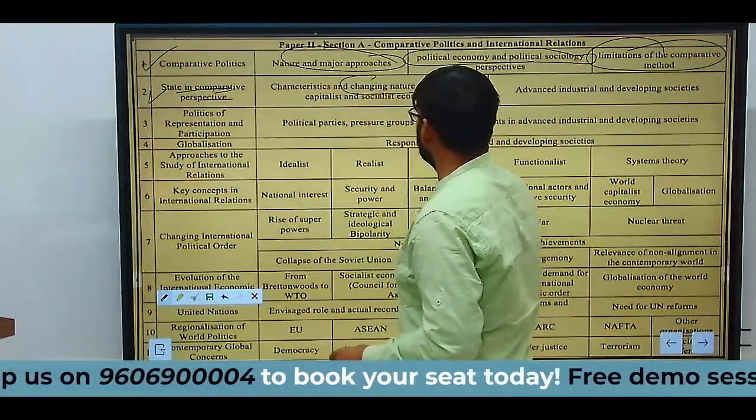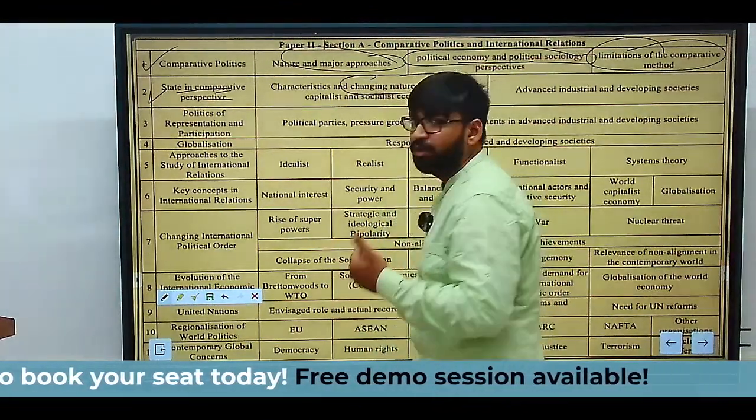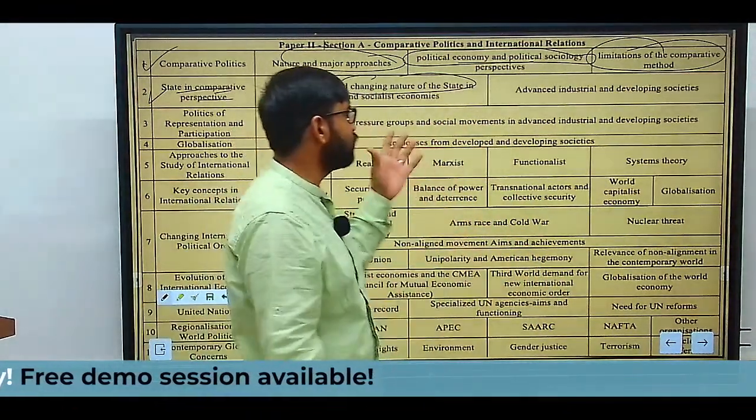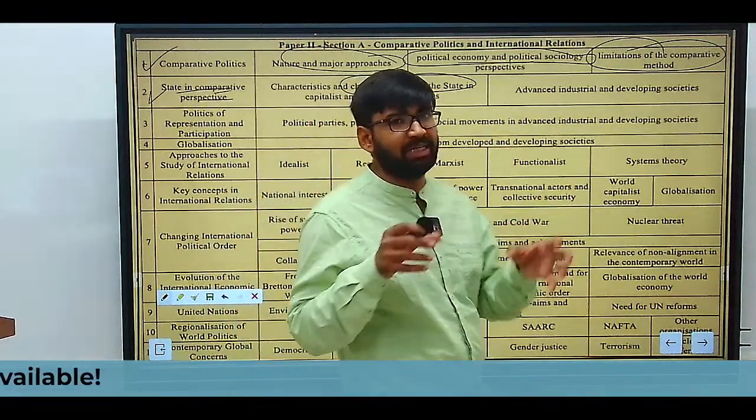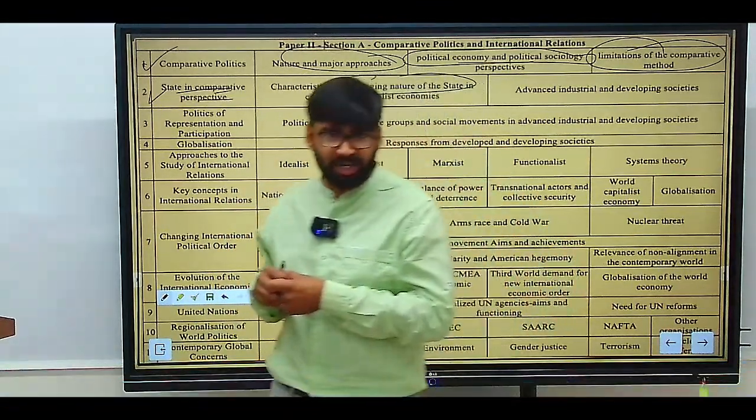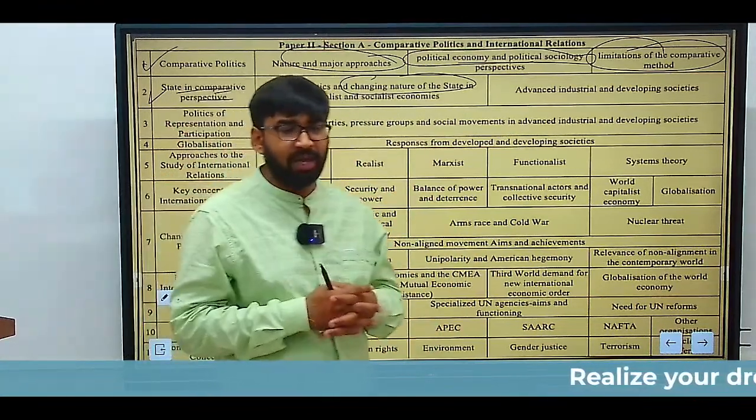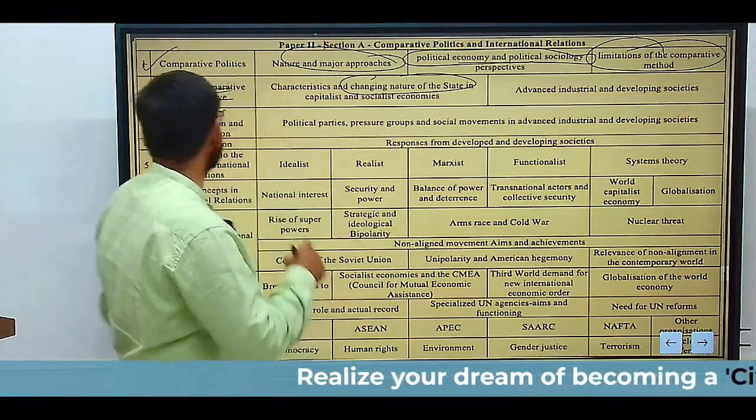Here we are going to understand how the nature of the state has changed in capitalist societies, socialist societies. So these things we are going to understand. There are countries which are considered advanced industrial countries. In advanced industrial countries, what is the role of the state and how is that role different from India? So these things we'll be discussing.